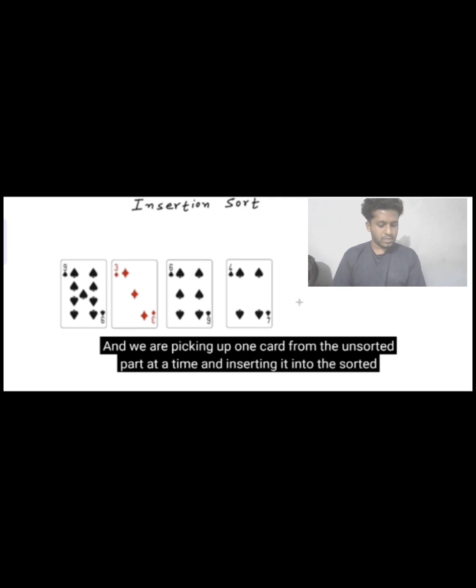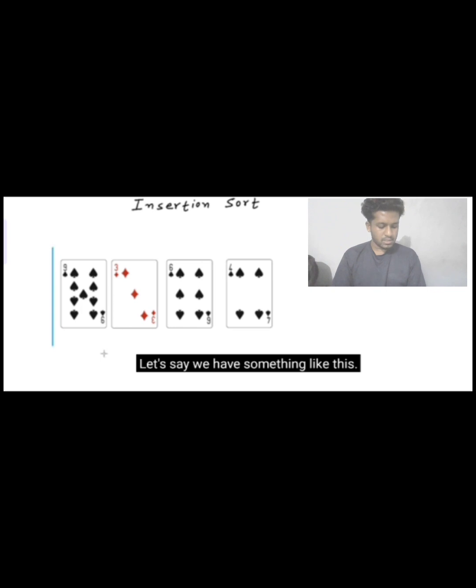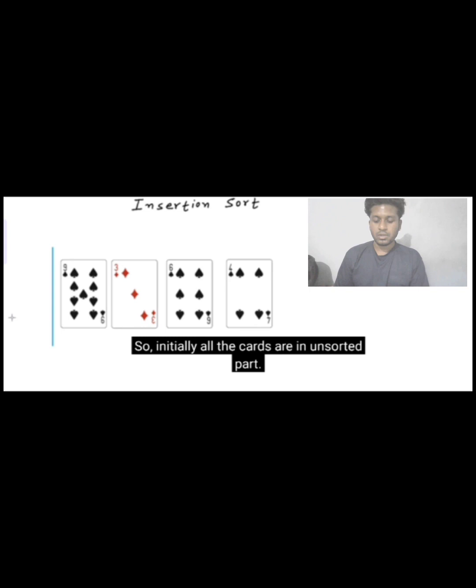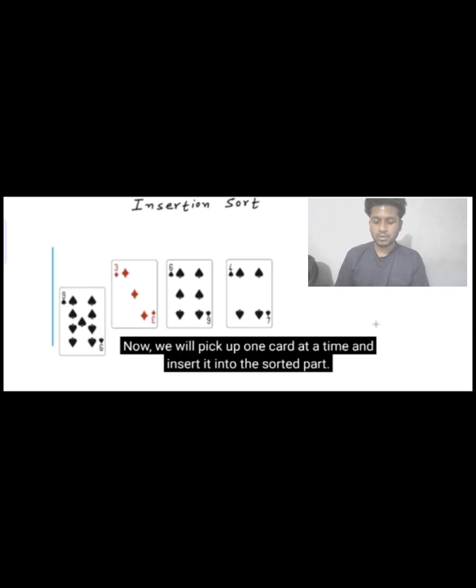Let's say we have something like this. We have a boundary here and let's say cards to the left of this vertical line are sorted and the cards to the right of this vertical line are unsorted. So initially all the cards are in the unsorted part. Now we will pick up one card at a time and insert it into the sorted part. If there is just one card, we will simply move it.